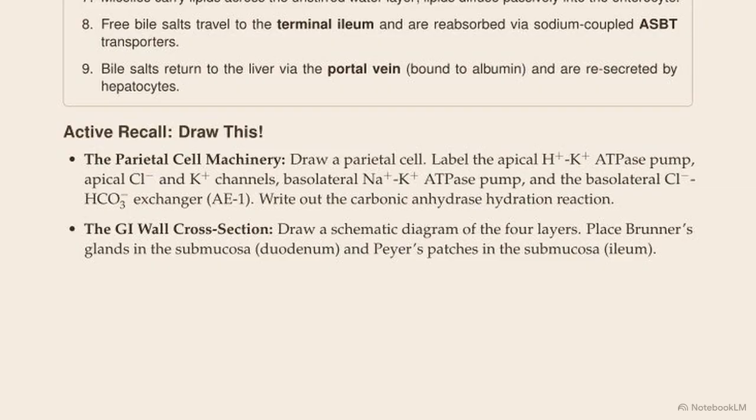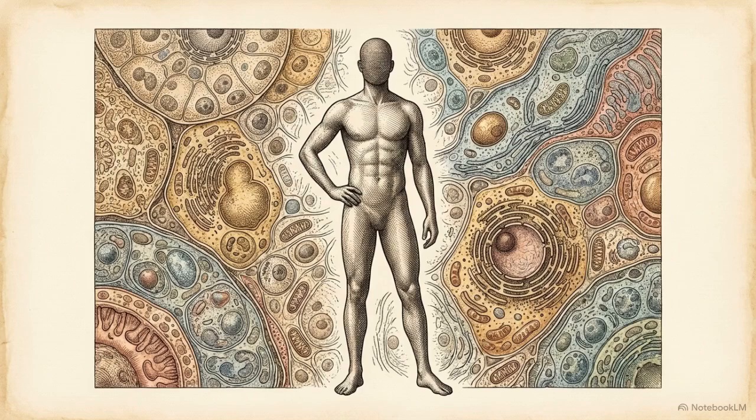To cement these concepts, take 10 minutes to actively draw out the parietal cell machinery and the GI wall cross-section as mapped in your compendium. Mastering these microscopic biophysical details gives you the tools to diagnose and reverse life-threatening systemic pathologies exactly where they start.